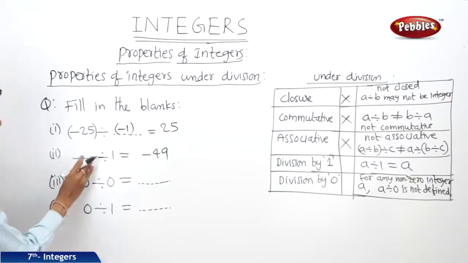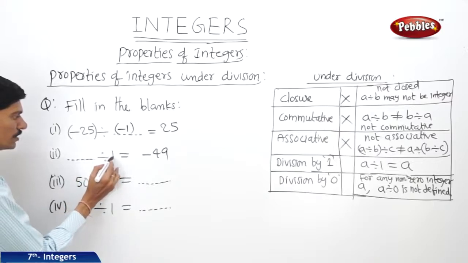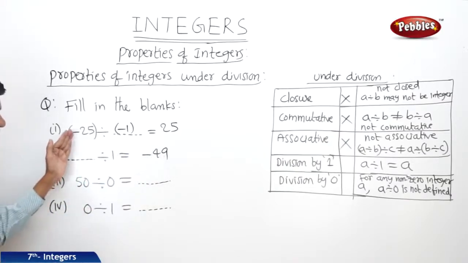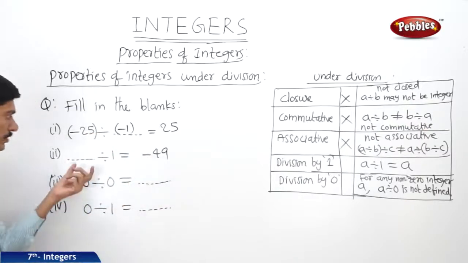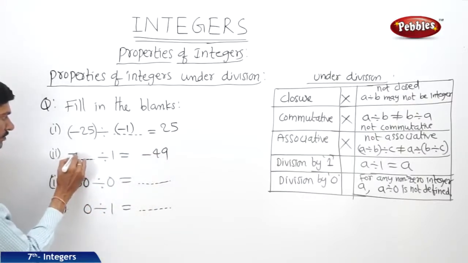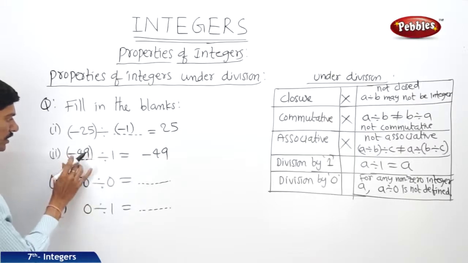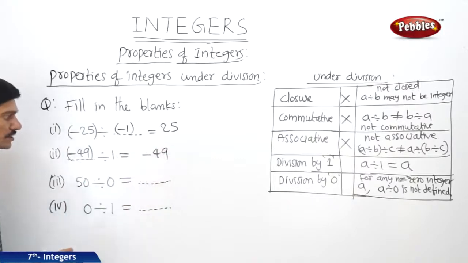Now the second question, dash divided by 1 equals minus 49. When any integer is divided by 1, we get the same integer as the quotient. So then we should take the dividend as the same as the quotient, that is minus 49. So here minus 49 divided by 1 gives minus 49 as the quotient.